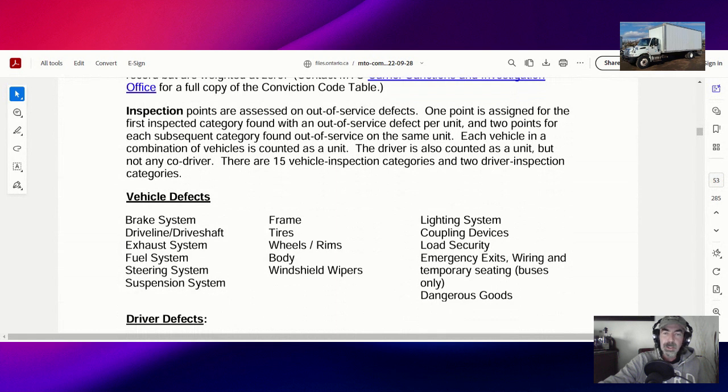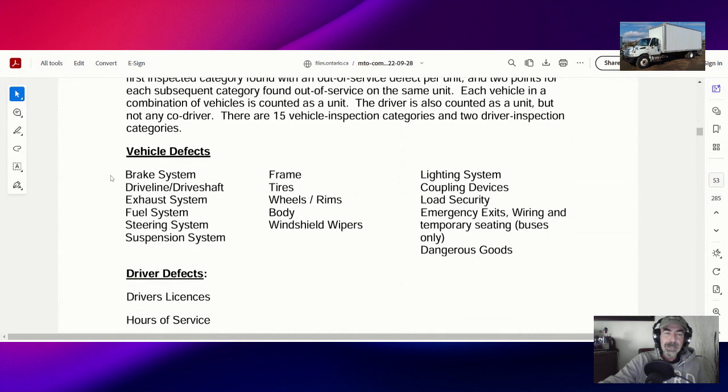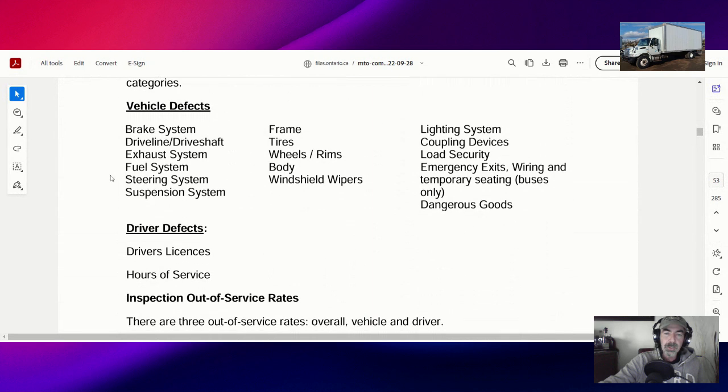Inspection points are assessed on out of service defects. 1 point is assigned for the first inspected category found with an out of service defect per unit, and 2 points for each subsequent category found out of service on the same unit. Each vehicle in a combination of vehicles is counted as a unit. The driver is also counted as a unit, but not any co-driver. There are 15 vehicle inspection categories and 2 driver inspection categories.